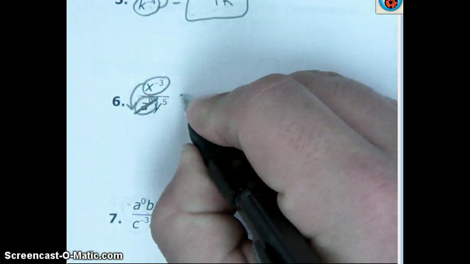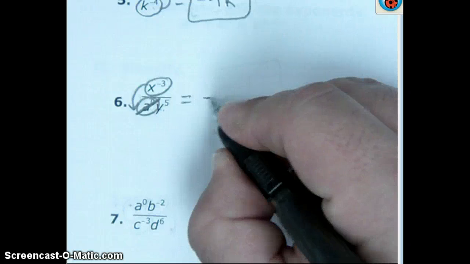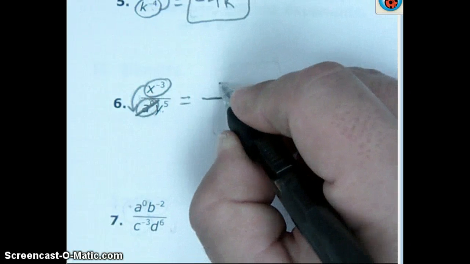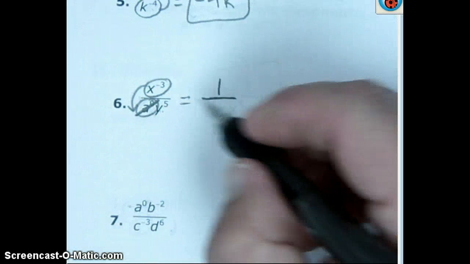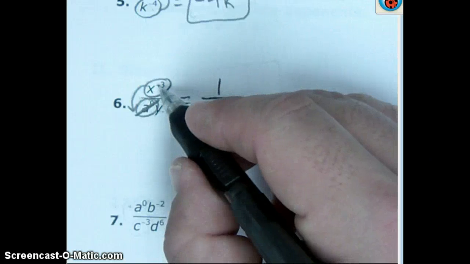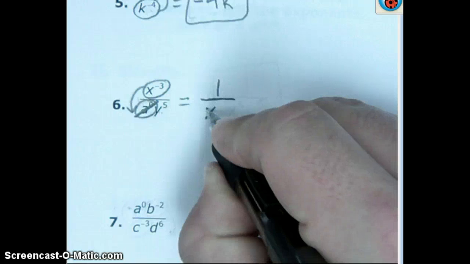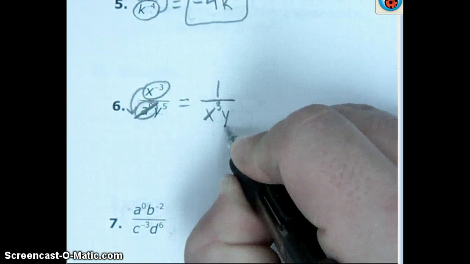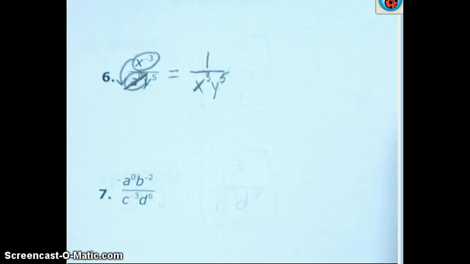So when I'm ready to write my answer, I know that these two guys are going to stay in the basement, which leaves nothing left on top, but technically that's an imaginary 1 on top. And we bring down our x to the 3rd power and y to the 5th power, and you must write it in alphabetical order. The x to the 3rd goes first, then the y to the 5th goes next. One more problem. Let's see what comes out of it.